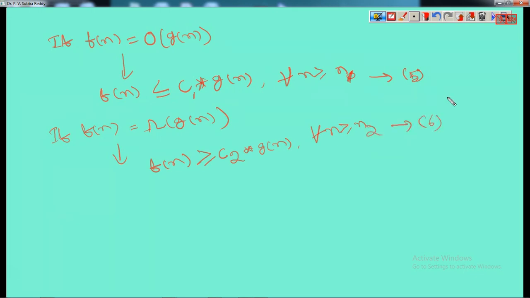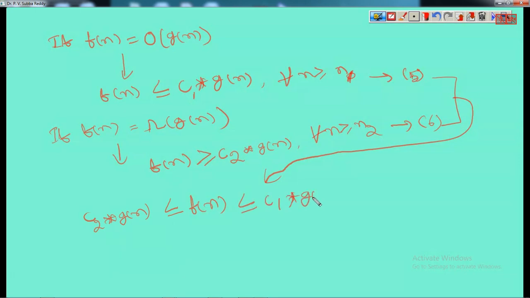Now from 5 and 6, you can combine this into a single inequality. In both equations, F of N is present. Here, is C2 into G of N more, or is F of N more? F of N is more. So C2 into G of N you can write this way. On this side, C1 into G of N is more. Instead of writing two separately, you can write them together.